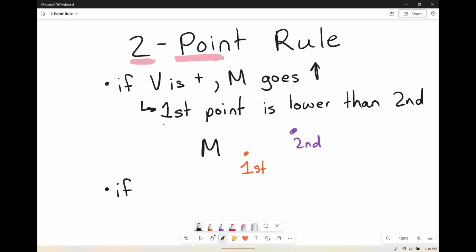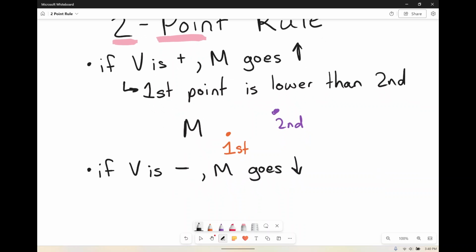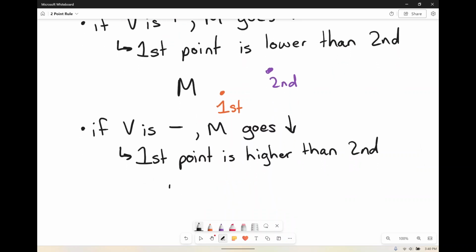And second, if shear is negative, then the moment, I'll just say M, goes down. Again, it's the exact opposite, right? That does mean that the first point is higher than the second. So again, if we were to draw that out, we have M. This means that our first point is up here. That's number one. And point number two is down here. So our first point is higher, and that gives us a downward sloping type thing in some way or form.